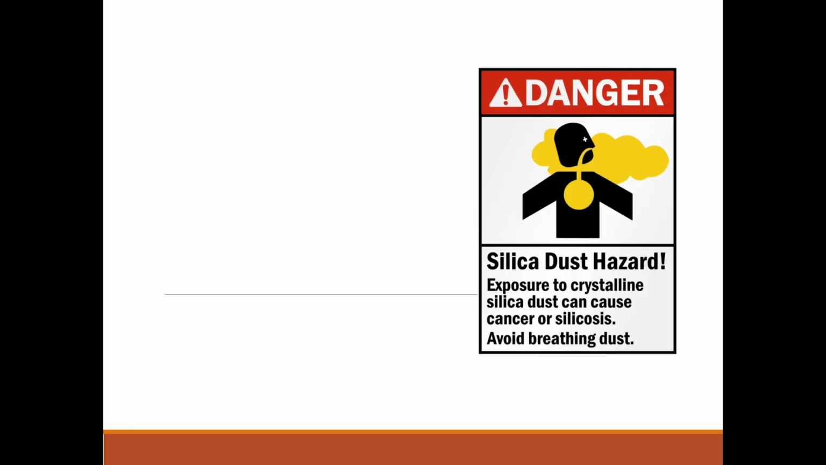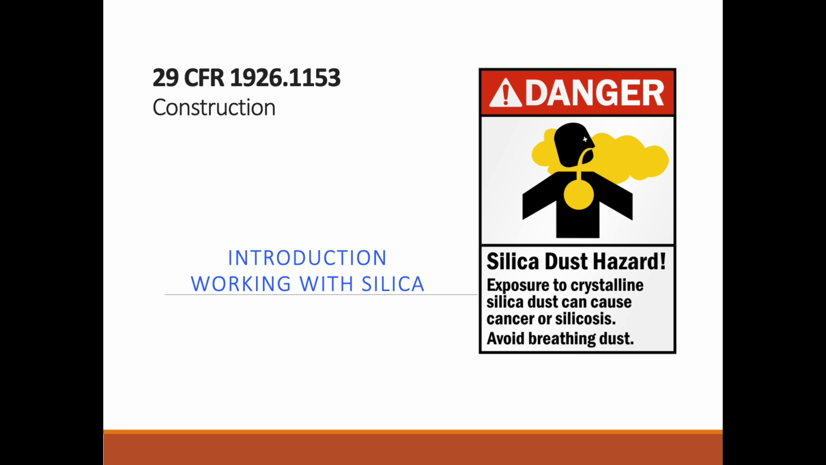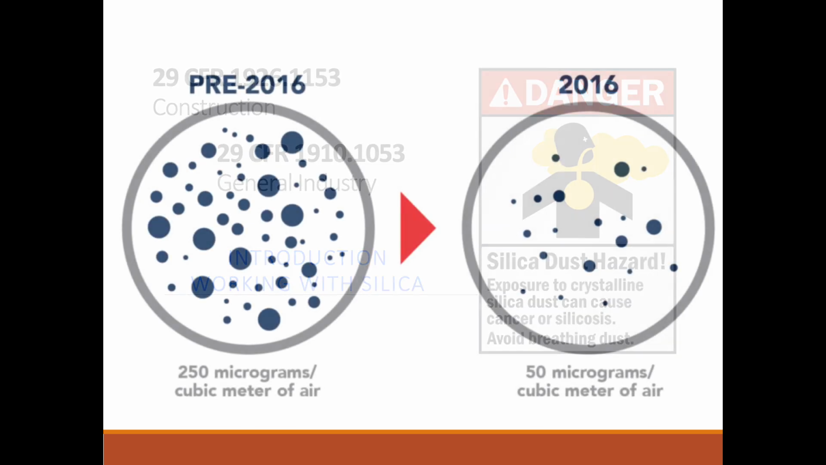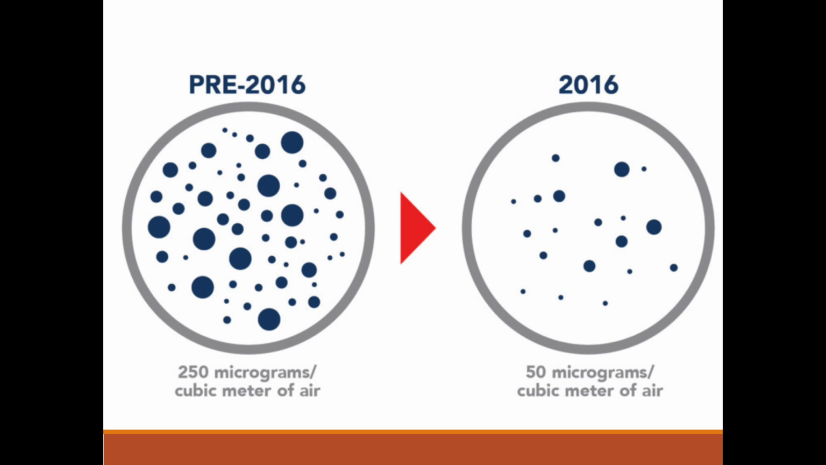So now let's get started with OSHA and the OSHA rules that apply. There are two rules, one for construction and one for general industry. They're similar in many ways, but there are differences. You should talk to your supervisor about which applies to you. The old rules no longer apply.